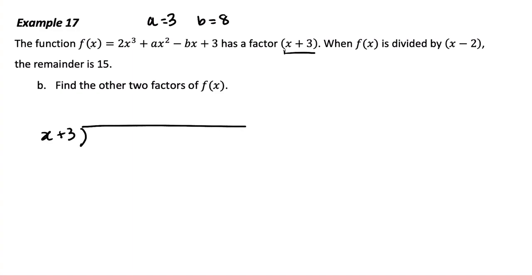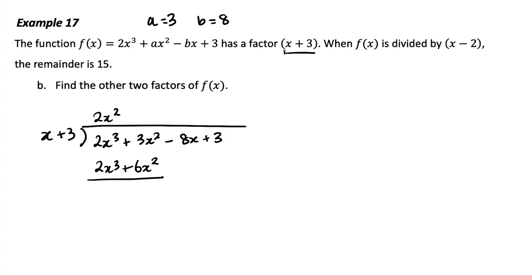Might be worth at this point just pausing the video and giving the long division a shot by yourself. Okay. So that's my two equations. I'm now going to go through the process. So x goes into that 2x squared. Multiply that out. That'll be 6x squared. Subtract that, that'll give you -3x squared. Bring the next one down.